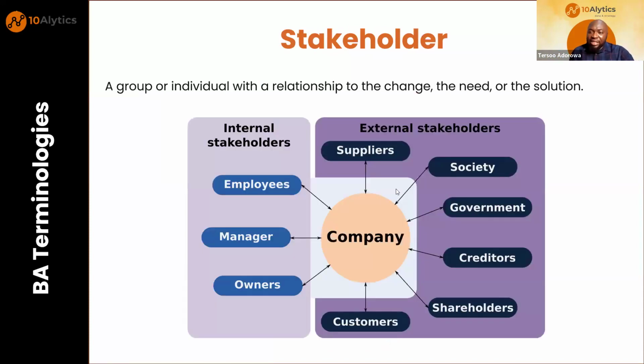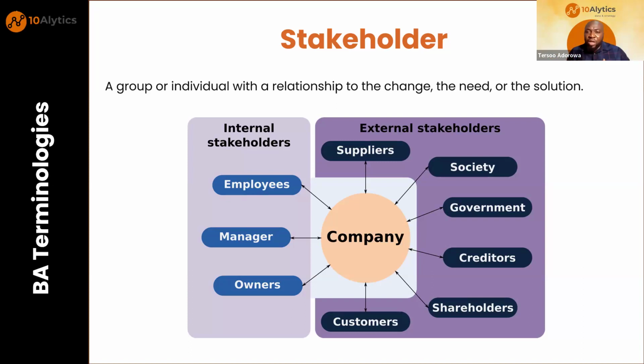So now these guys have been featuring in the slides from the beginning. Stakeholder. Who are these guys? This is an individual or group of individuals that has a relationship, whether direct or indirect, to the change that we seek to see, or the need. We have defined what a need is: a problem or an opportunity, to the solution. So they have a direct relationship. That is, this solution, this need, this problem we are trying to solve would directly affect them or would indirectly affect them.